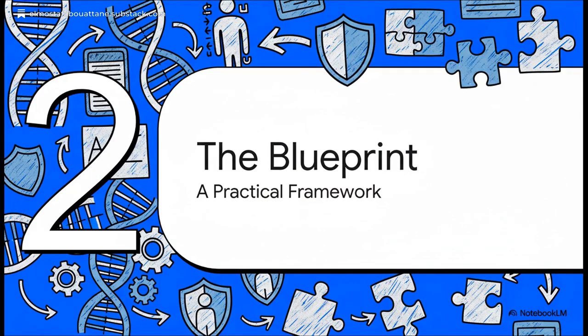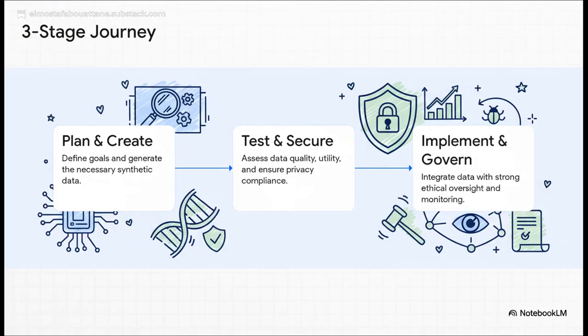Okay, so this sounds amazing in theory, but for anyone actually working in a hospital or a lab, you're probably thinking, great, but how do I actually do this? Well, let's get into a practical blueprint that was designed specifically for clinicians and healthcare organizations. So this framework breaks what seems like a really complex process into 3 super logical stages. It's a clear path. First, you plan what you need and you create the data. Then you test it to make sure it's high quality and you secure it. And finally, you implement it with strong ethical governance.